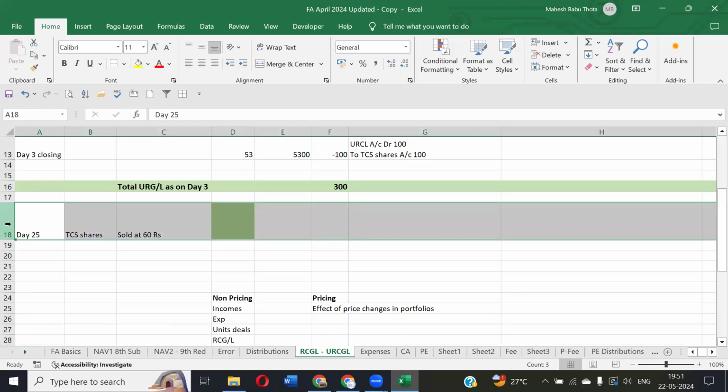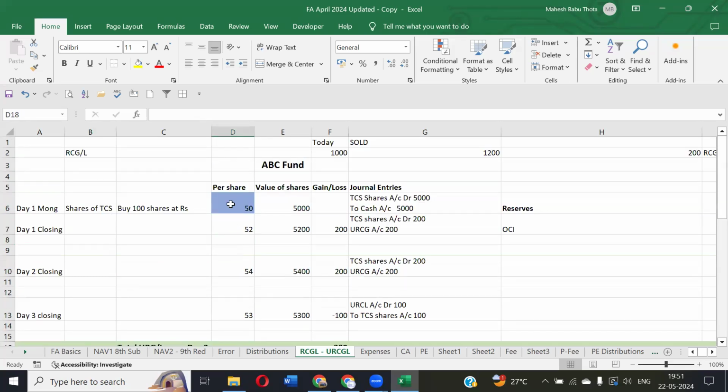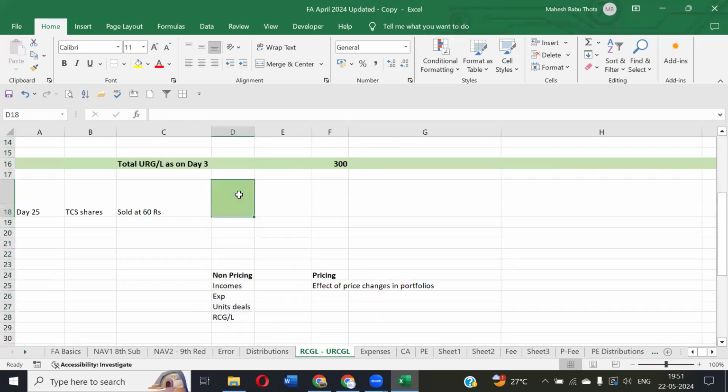Let's assume realized capital gain. How to post the realized capital gain or loss entries. Now we are selling the shares for 60 rupees. At what price did we purchase? 50 rupees. And there were all these gains. Now we are selling it for 60 rupees.